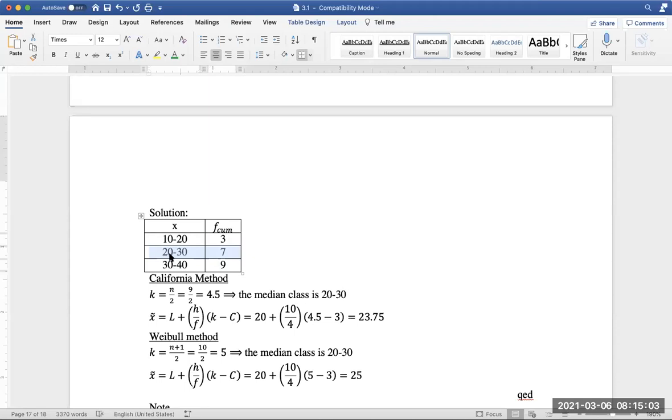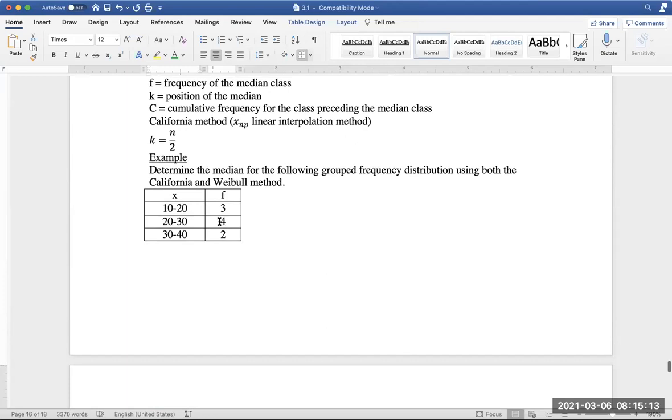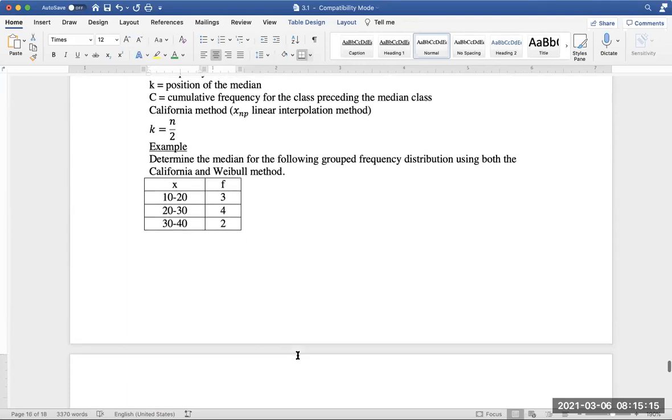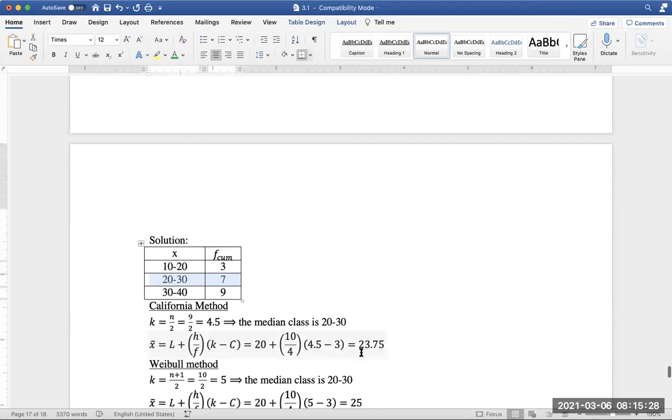Lower class limit, 20. Class width, 30 minus 20, 10. Corresponding frequency, 4. K, 4.5. The cumulative frequency for the class preceding the median class, 3. So I get 23.75.